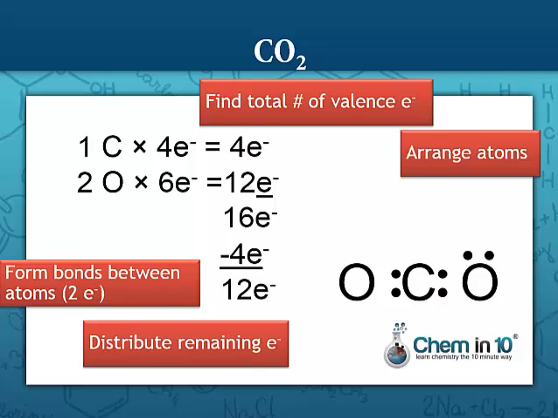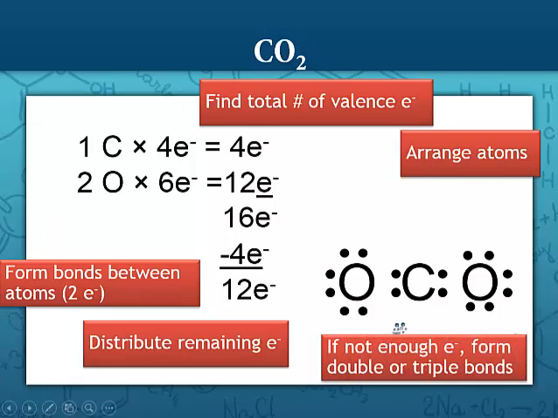1, 2, 3, 4, 5, 6, 7, 8, 9, 10, 11, 12. So the oxygens have full outer shells, but carbon, if you notice, only has 2 bonds, which is a sharing of 4 electrons. So carbon needs 4 more electrons. So when we don't have enough electrons to go around, we form double or triple bonds.